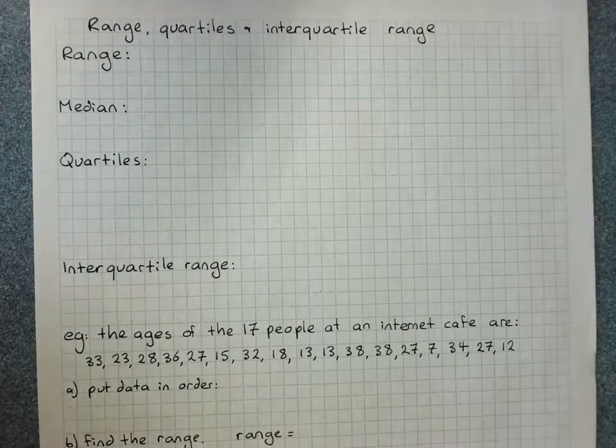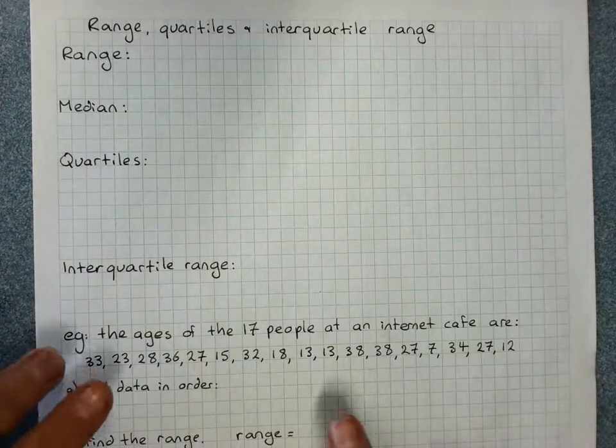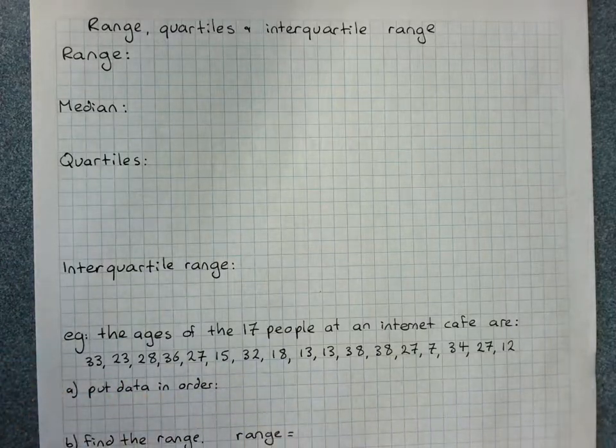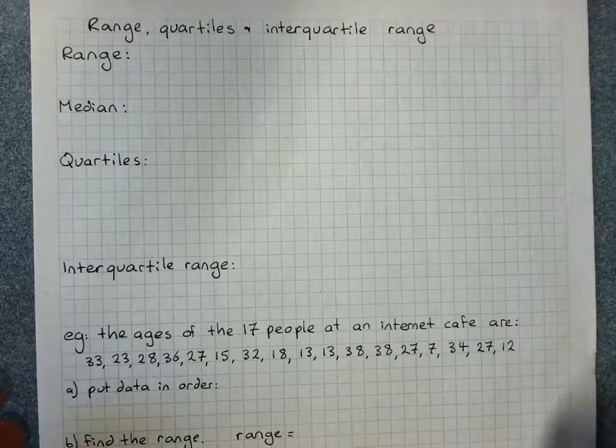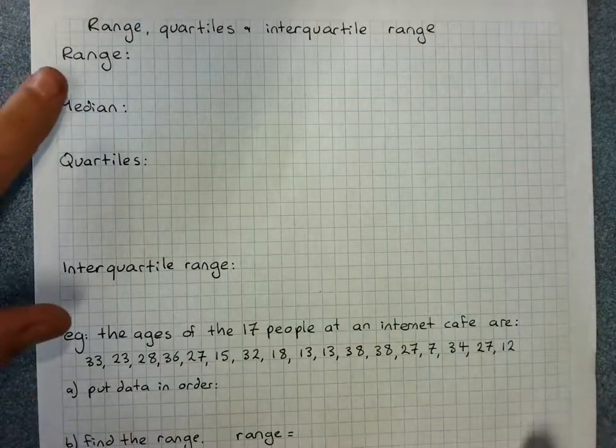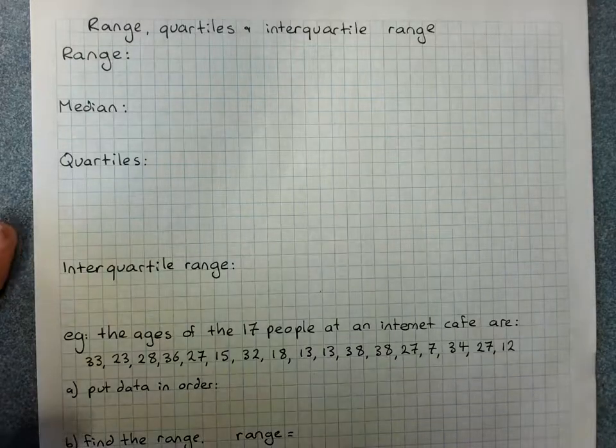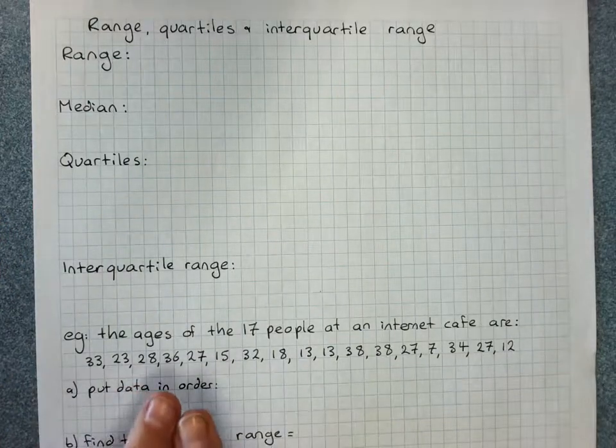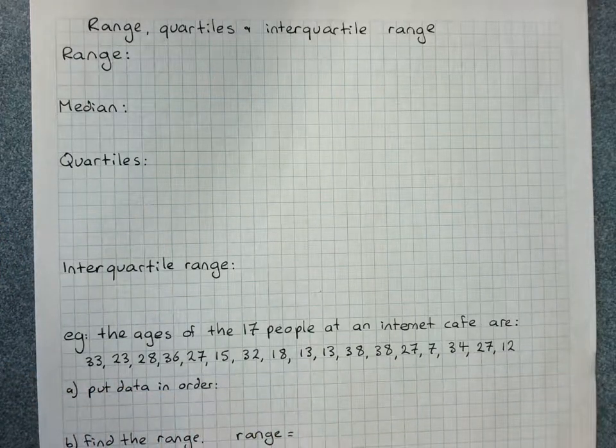Range, quartiles, and interquartile range. So when we're looking at a set of data, there are different measurements that we can use to describe aspects of that data, things about it. And the range, the quartiles and the interquartile range are looking at how spread out a particular set of data is.